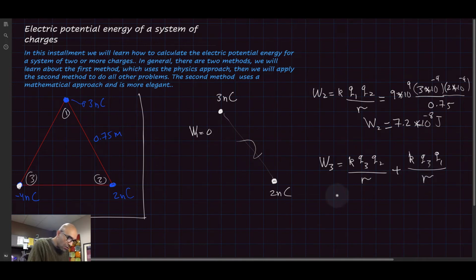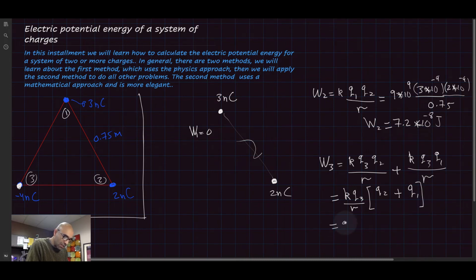Okay, now just to make things easier for our calculations, we can take K and Q3 outside as the common terms, and we can take R outside too. We are left with Q2 plus Q1. So that's nice. That makes it easier.